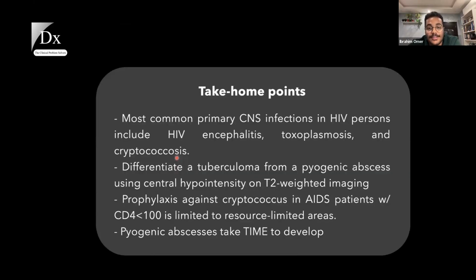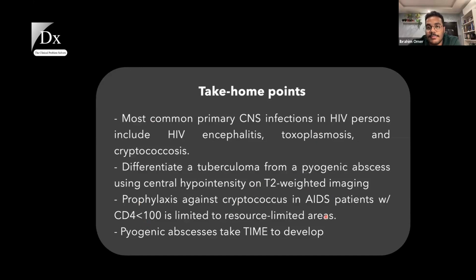So take-home points from this presentation. Always remember the most common primary CNS infections in HIV persons, including HIV encephalitis, which is the most common. Then toxoplasmosis comes next, and finally cryptococcus. And then differentiate tuberculoma from a pyogenic abscess using central hypointensity on T2-weighted imaging, as well as taking the clinical features, of course, in mind. And then the prophylaxis against cryptococcus in AIDS patients with CD4 less than 100 is only limited to resource-limited areas.